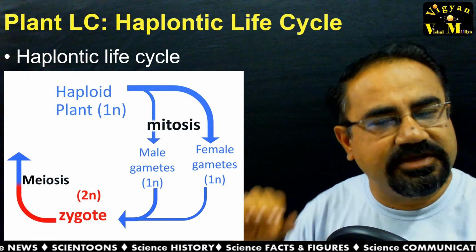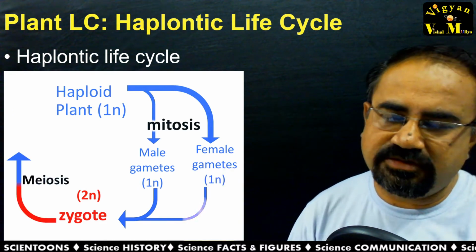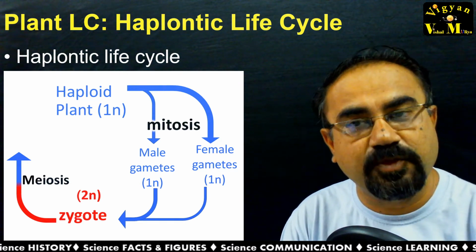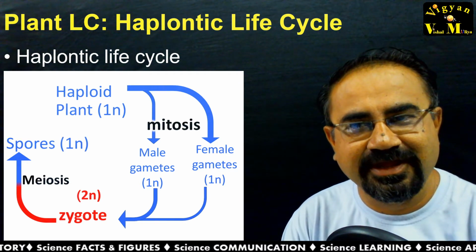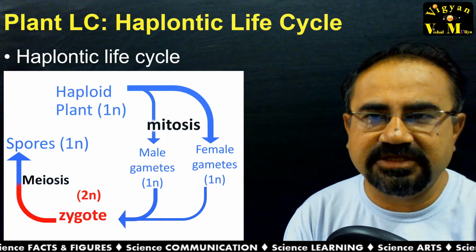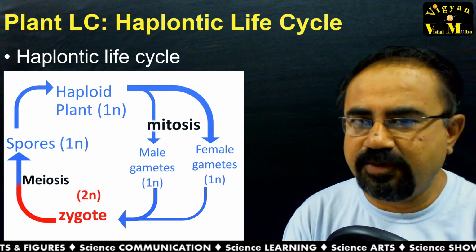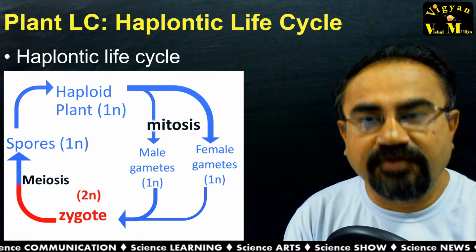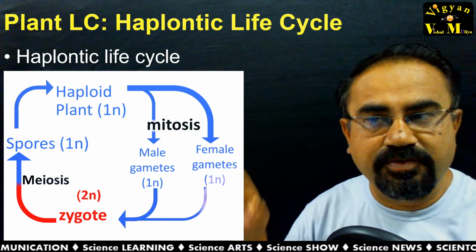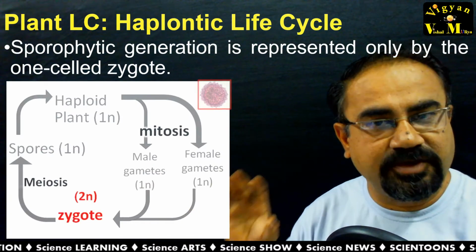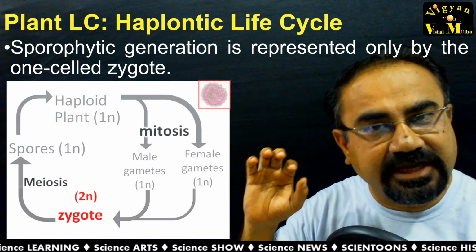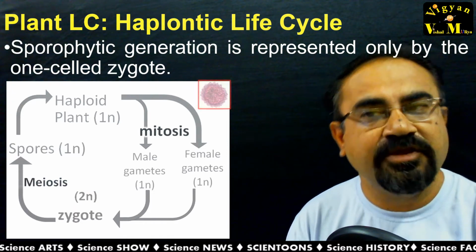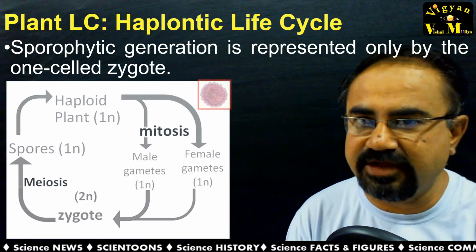Immediately this diploid zygote goes through meiosis, that means the reductional division, and produces haploid spores, and these spores by mitosis again give rise to the haploid plant. So this is the life cycle where you can see the dominance of the gametophytic generation, and in the textbook sentence the sporophytic generation is represented only by the one-celled zygote.